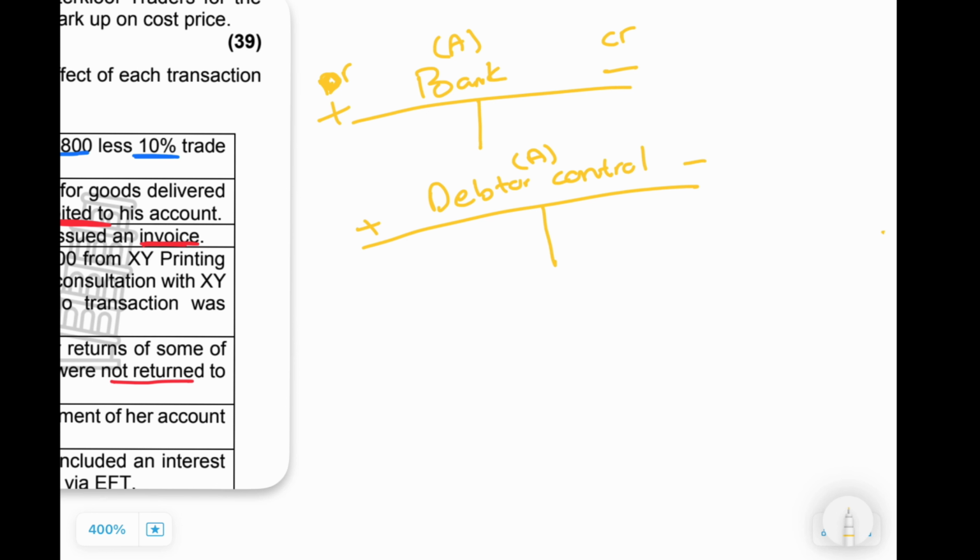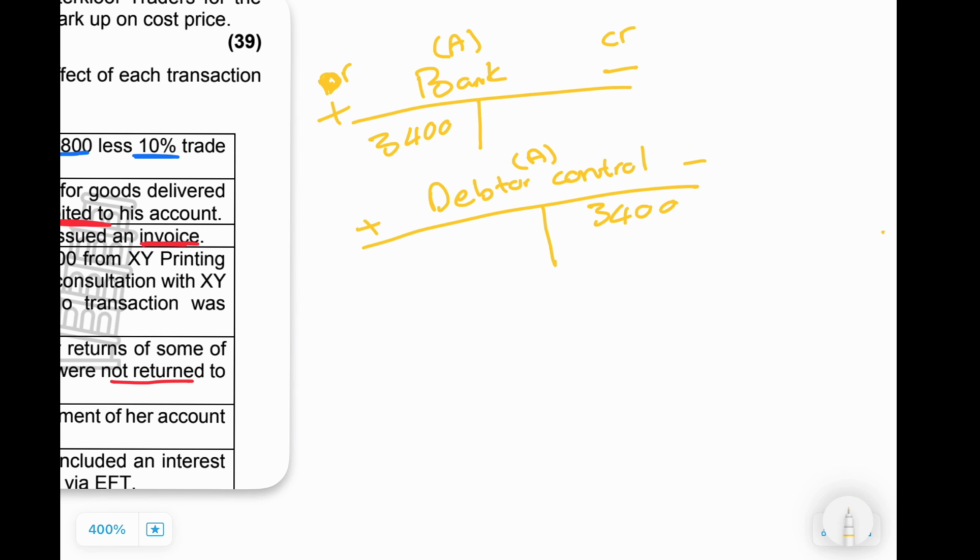Okay, so now with our bank, what is happening to it is that it will increase. Why? Because we have received money into the bank. So we received 3,400, okay, which means now our debtor's control will decrease since this person is paying. Our debtor's control will decrease by 3,400. So now how do we account for this 100 rands discount that we gave to the debtor? We need to account for it. We can't just leave it. We have to show that.